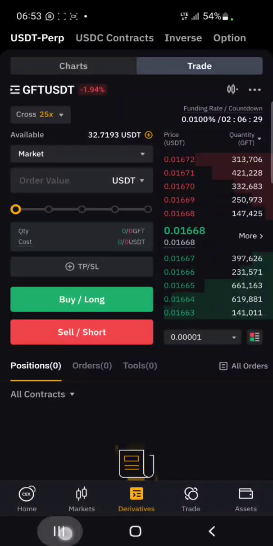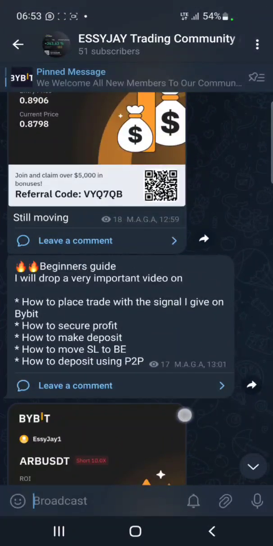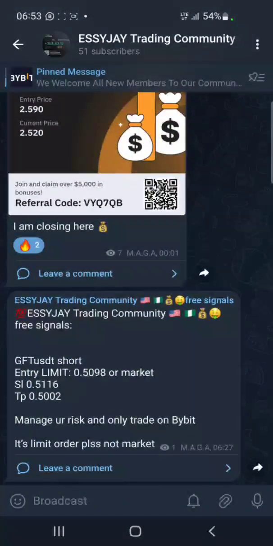Now I sent a signal to the group this morning. GFT USDT short. Short means you are selling, and long means you are buying. Like I say long, I can say short. When I say short, it means you want to sell, and when I say long, it means you want to buy.